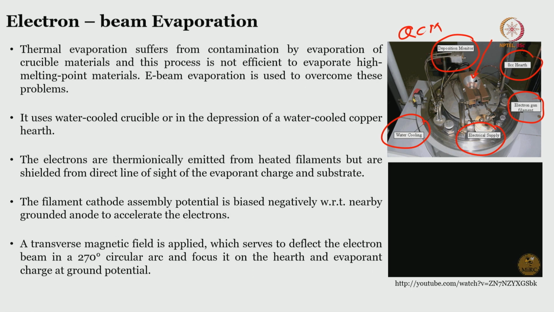The electrons are thermoionically emitted from heated filaments that we have seen in the last slide, right, and are shielded from direct line of sight of the evaporant charge and substrate. The filament cathode assembly potential is biased negatively with respect to the grounded anode to accelerate the electrons, which we can understand very easily. And finally, the magnetic field is generated by the deflecting magnets, and the electron is deflected in a 270 degree circular arc, and then it is focused onto the hearth and evaporant charge at ground potential.